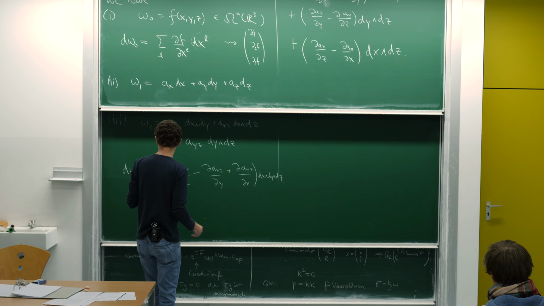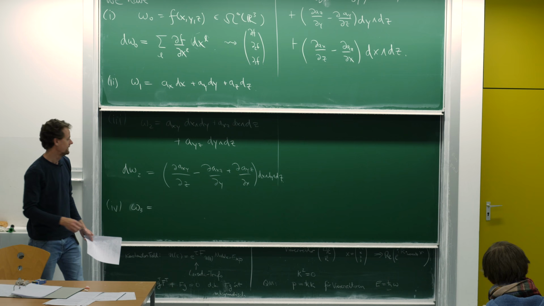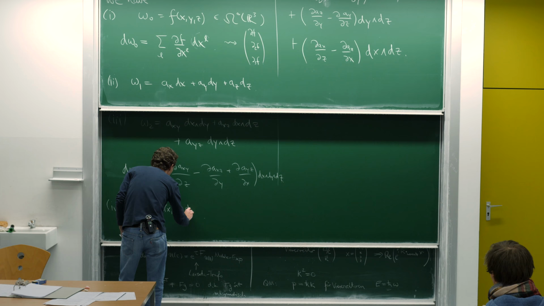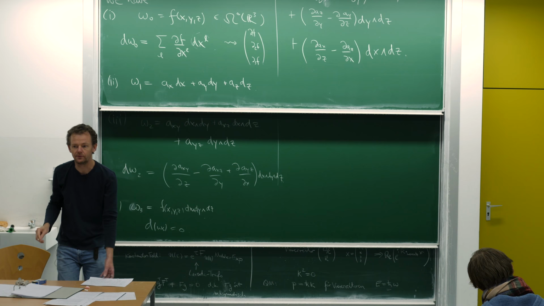One more case, but that's super easy. If you have yourself a three form on R3, that's a one-dimensional vector space. And D of omega 3 is just zero, because there are no four forms on R3.